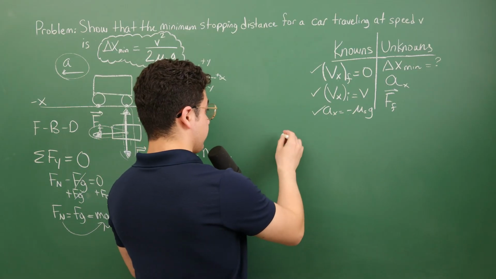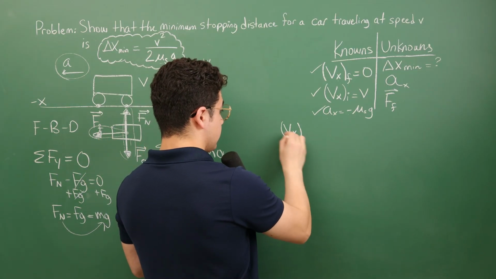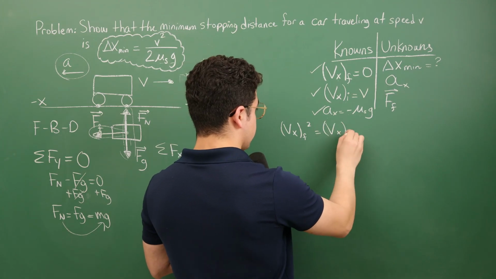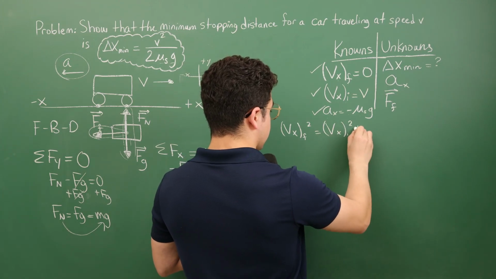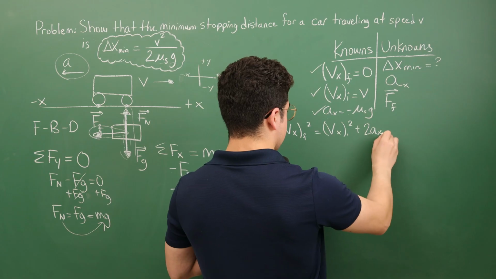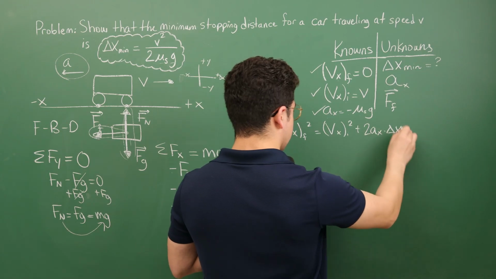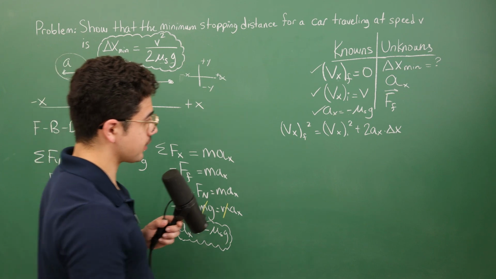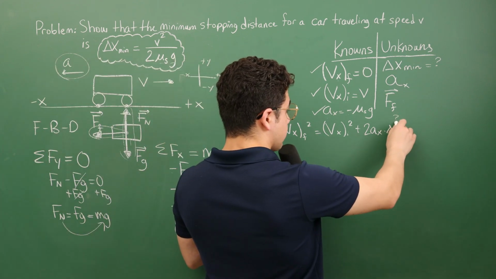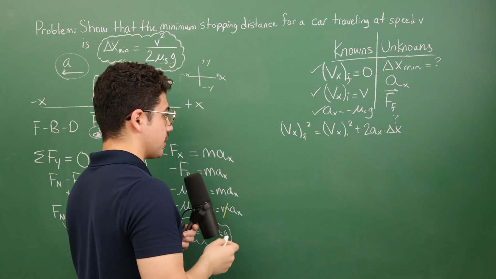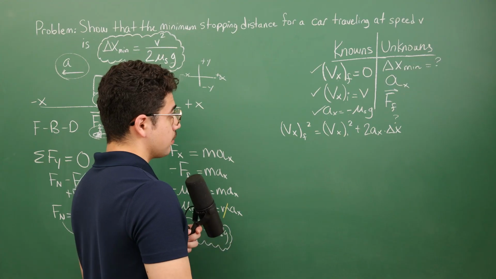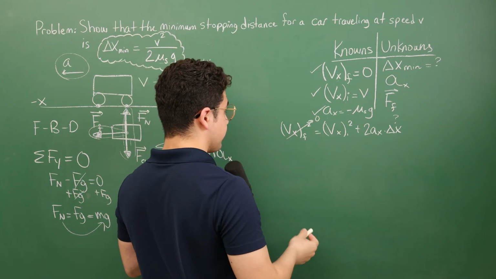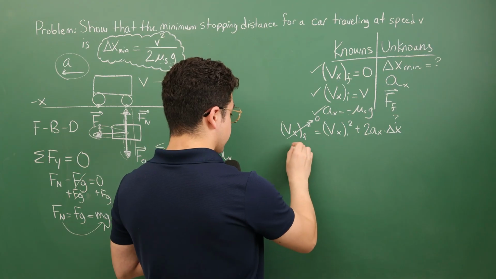It looks like this. The final velocity squared equals the initial velocity squared plus 2 times the horizontal acceleration times the horizontal displacement. And so this is perfect. I need to solve for my delta x there. But just to make our life simpler, I already know that the final velocity is going to be 0, so I can zero that out already.